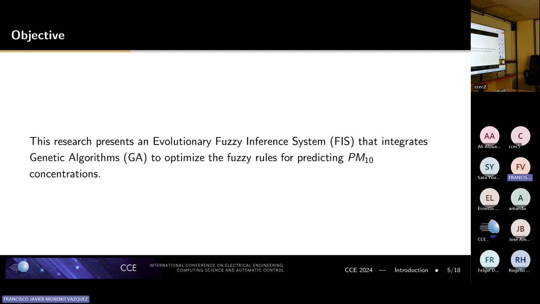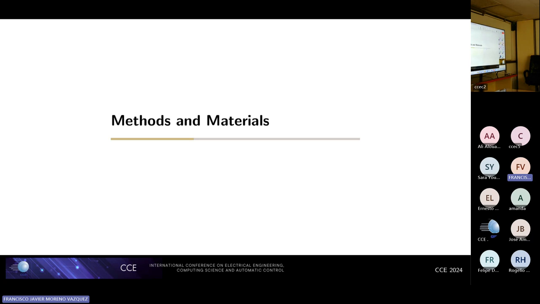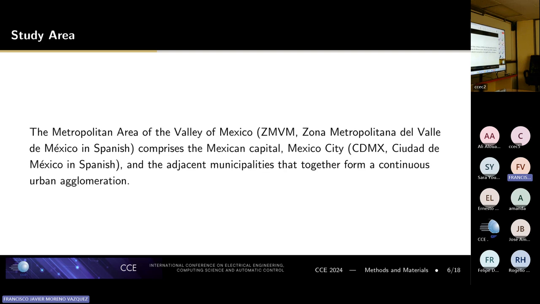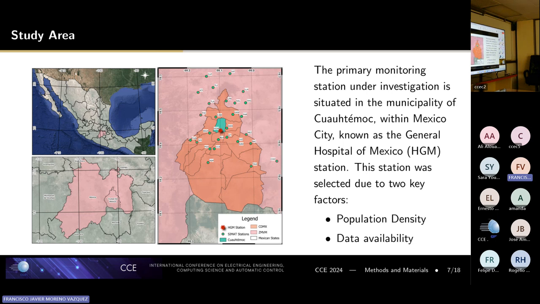And I'm going to explain a little bit how we get this objective. First of all, the study area, which is the metropolitan area of the Valley of Mexico that comprises the Mexican capital and the adjacent municipalities that together form a continuous urban agglomeration. From all the metropolitan area of the Valley of Mexico, we choose Cuauhtémoc municipality, and especially an air quality monitoring station called Hospital General de Mexico, General Hospital of Mexico.